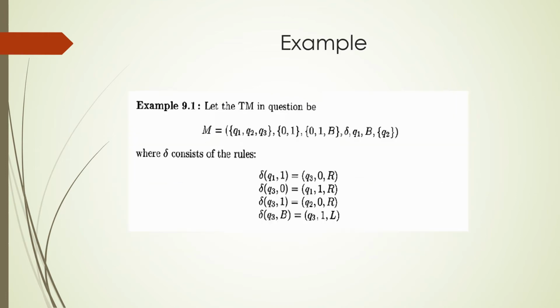We'll go ahead with an example for this. Let this be the Turing machine which we want to encode. This Turing machine, as shown here, consists of 4 transition functions.